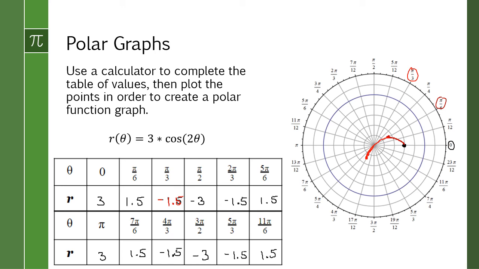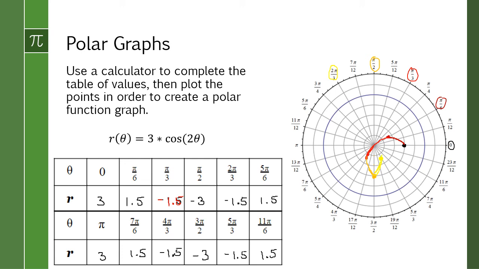Next up, I have an angle of pi over 2, and the radius is -3. So starting at the origin, going 1, 2, 3 units away from pi over 2, connecting it in as I go. Then I've got 2 pi over 3, and again, my radius is negative. So I'm going to be going 1.5 units away from 2 pi over 3. Looks like it's right about there. So connecting those points together.